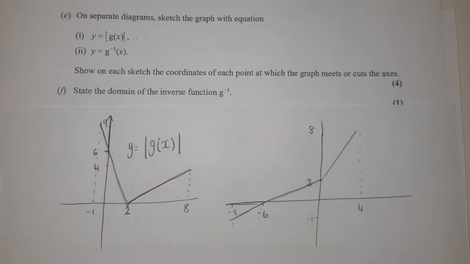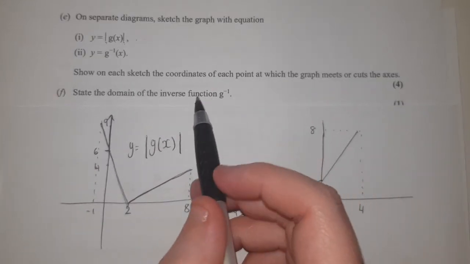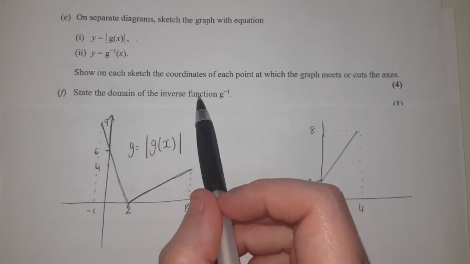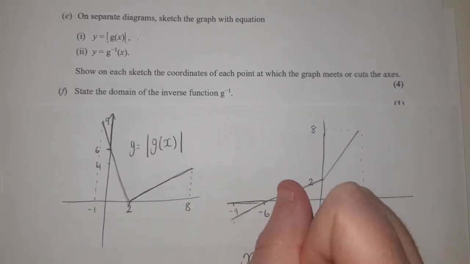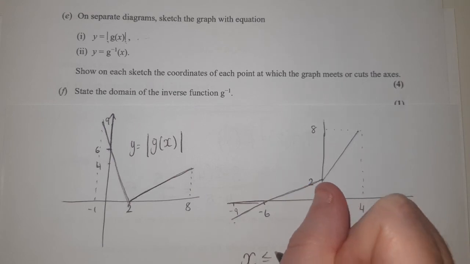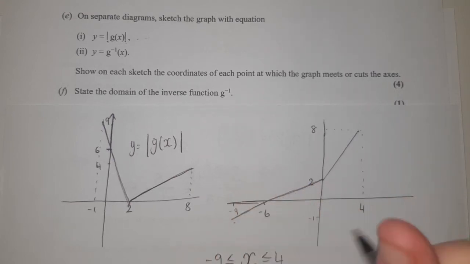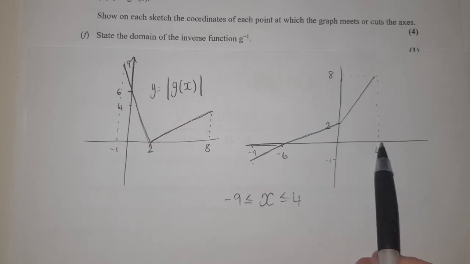Okay, and then last bit, state the domain of the inverse function. Remember, the domain of the inverse function is the same as the range of the original function. You just have to write x instead of g of x. So it's x is between 4 and minus 9 because it now goes between minus 9 and 4.